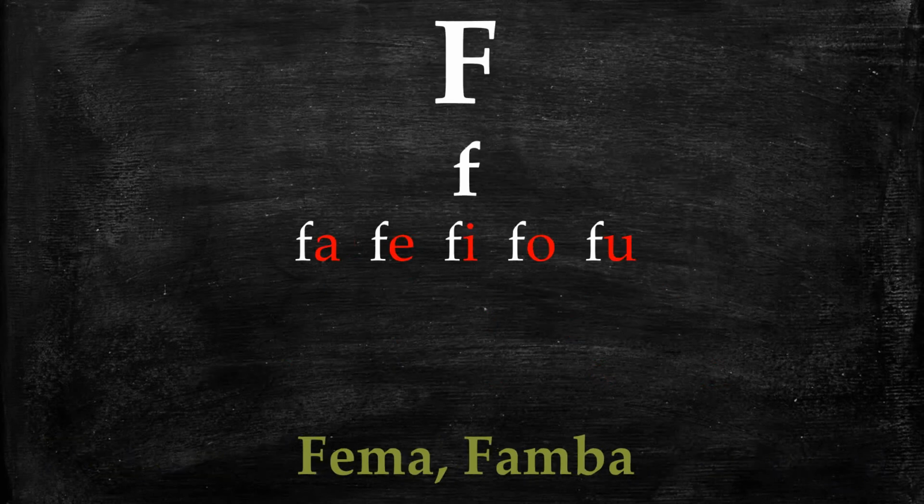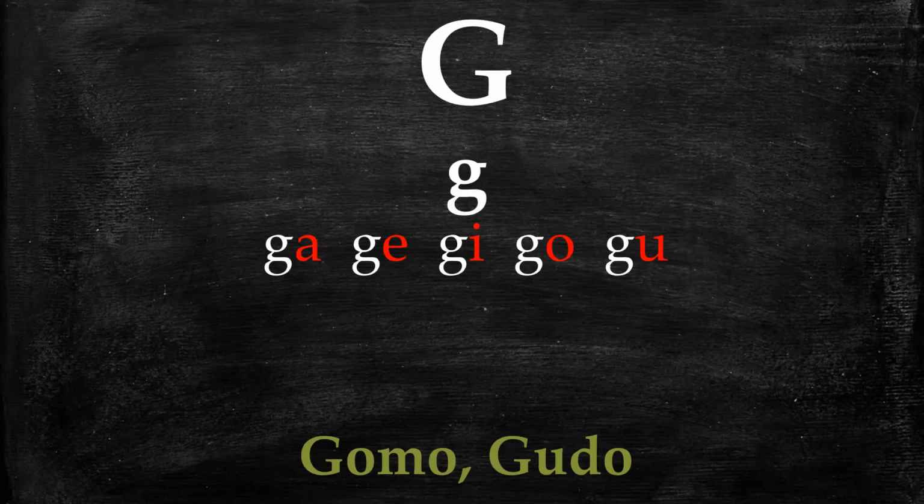F, there's only fa, fe, fi, fo, fu, and we have the words here fema, which means breathe, and famba, which means to walk or move. G is only ga, ge, gi, go, gu, and the words we have there are gomo, which is mountain, and gudo, which is baboon.